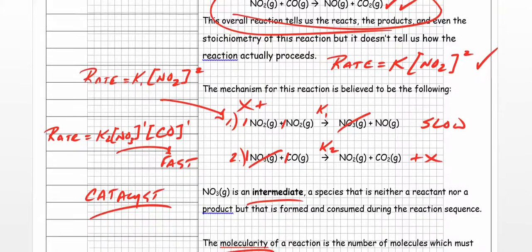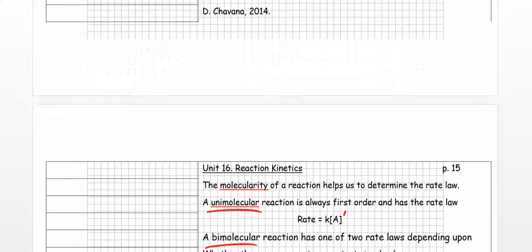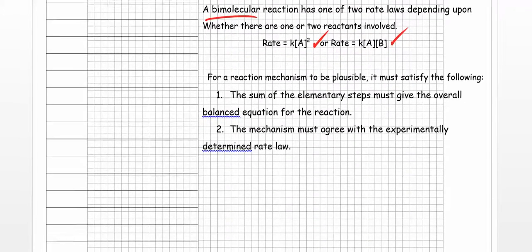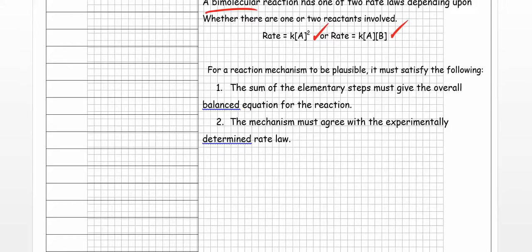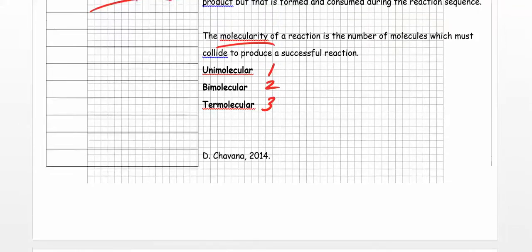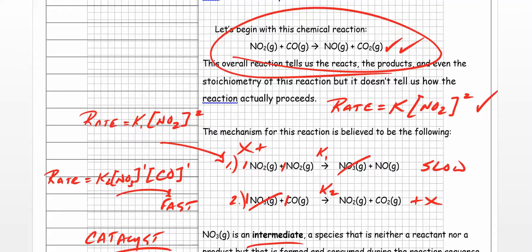Why is that important? Well, in looking at a mechanism and trying to determine whether that mechanism is a feasible one or not, two things must happen. You must satisfy two requirements. The first is that the sum of the elementary steps must give the overall balanced equation for the reaction. So let's see if that's happened. So let's go back to our mechanism, and I'll put the mechanism and the reaction itself on the same screen so you can see this, okay?